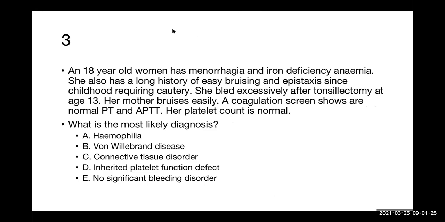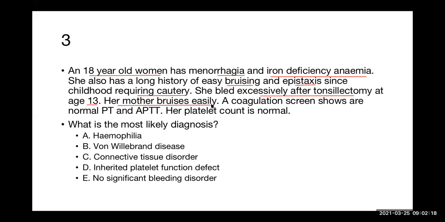So please focus on another problem here, number 3. An 18-year-old woman has menorrhagia and iron deficiency anemia. Now again, menorrhagia, and because of excessive bleeding, probably she has developed iron deficiency anemia. She also has a long history of easy bruising and epistaxis since childhood, requiring cauterization. So there is a history of bleeding disorder right from childhood. She bled excessively after tonsillectomy at the age of 13. So tonsillectomy was done, removal of tonsil. There must be certain indication to do that. And the surgeon found that she was bleeding excessively at that time.